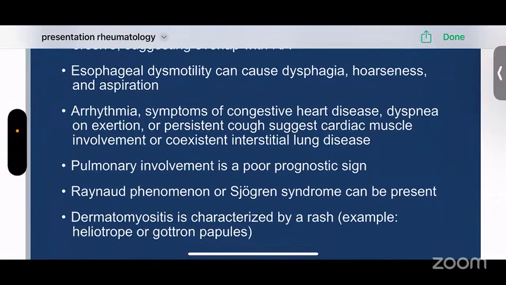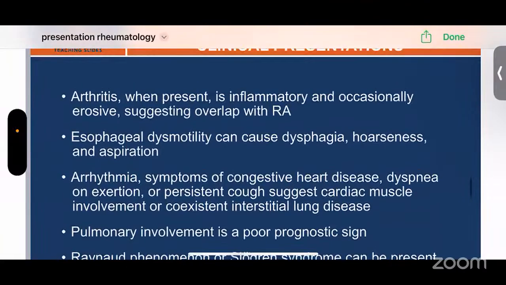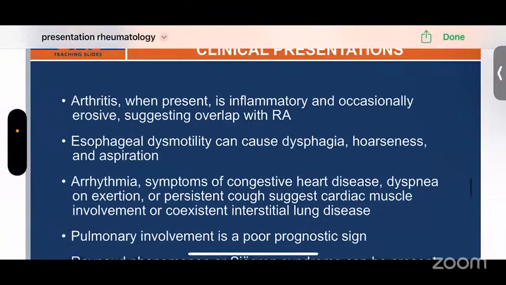Dermatomyositis is a variant of the disease that occurs in the skin, where skin manifestations are prominent, for example, a rash in the cheek or around the eyelid, and it's characterized mainly by rash, such as heliotrope rash or Gottron papules. So look at the variety of all these symptoms.